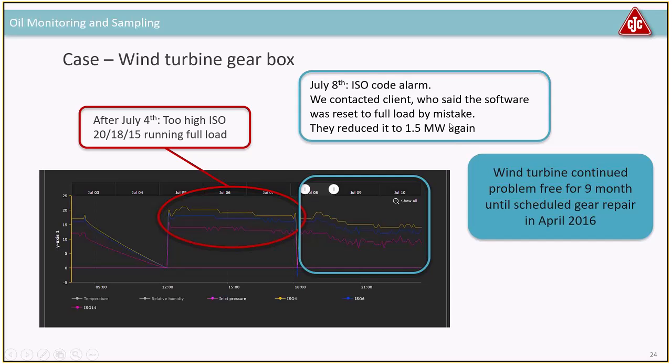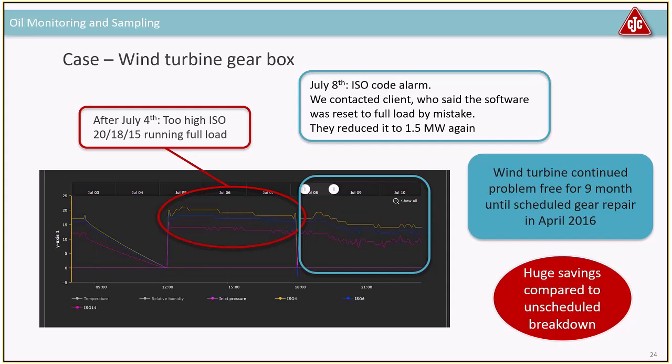So on July 8th we contacted the client, and they told us that the software was reset by mistake, so they reduced it to 1.5 megawatt, and now you can see it starting to clean up the ISO codes, and it actually ran trouble-free for 9 months until the scheduled repair. That is a huge amount of money. You don't get a complete failure of the gearbox and bearings, and you can generate power in a turbine for 9 months. Yes, it's only 1.5 megawatt instead of 2 megawatt, but it's definitely much more than 0 megawatt in 9 months. So here an online sensor and a filter saved a gearbox and saved the client a lot of money.